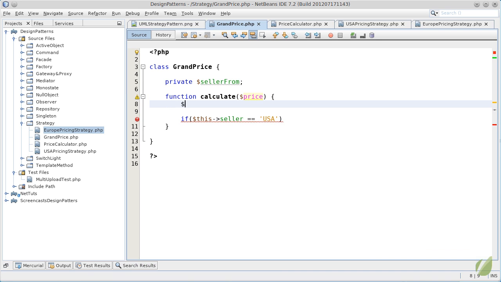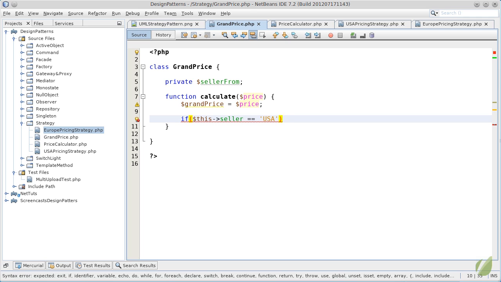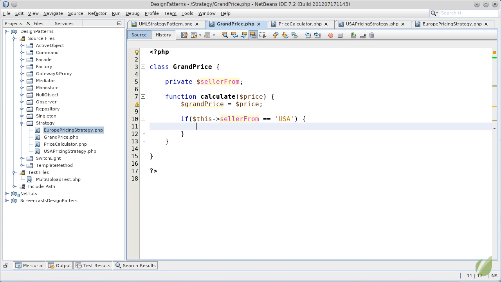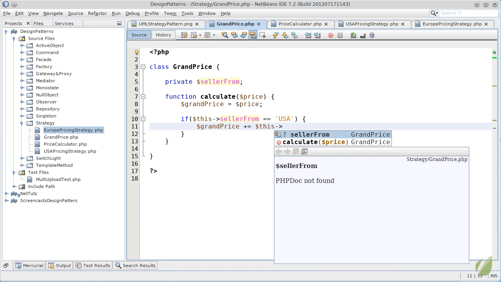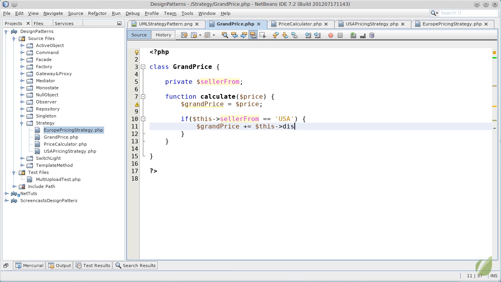We will use an internal variable, ground price, which at the beginning will be equal to the parameter price. After comparing our seller from to USA, we will decide that our ground price has to be incremented or decremented by a discount provided by the discount USA private method.